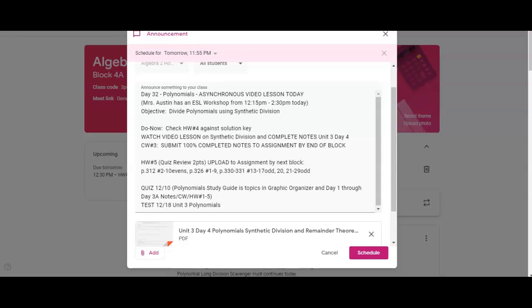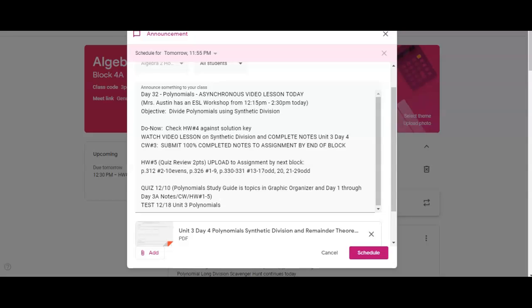Your homework tonight is homework number 5. It's a quiz review for 2 points. You're going to upload it to the assignment by next block, and that's a review of everything on our polynomials quiz that's going to be on December 10th. So not next block, the following block we'll be having a quiz. I mentioned it last block.